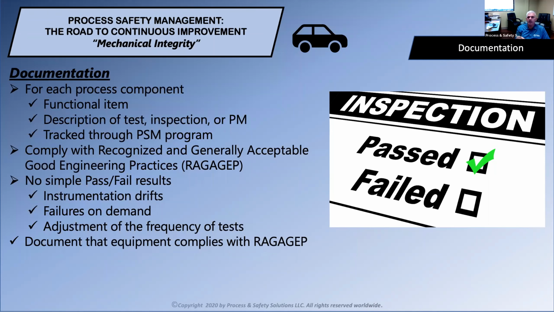We must document that the equipment complies with RAGAGEP. Now, oftentimes when we come to this particular element within PSM, we ask, well, what does it mean it complies with RAGAGEP? What it means is essentially, if we look at our process safety information, once we completed our inspections and tests, does that equipment now comply with RAGAGEP? Does it still comply with the original equipment manufacturing requirements? Does it comply with ASME code? Does it apply to API code, et cetera, depending on your chosen RAGAGEP?